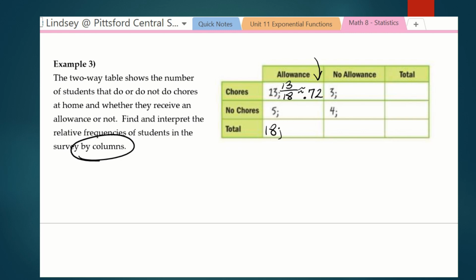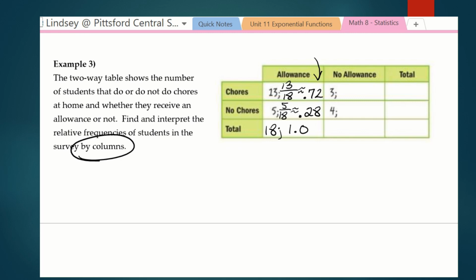approximately. Now 5 out of the 18 don't do any chores, but they still get an allowance. Wow, aren't those kids lucky? All right, so 5 divided by 18 gives us approximately 0.28. Now all 18 kids, that gives us a total of 1.0. So 0.72 plus 0.28 does give us 1.0, and the way we would read this is 72% of kids that receive an allowance do chores, 28% that receive an allowance do not do chores.